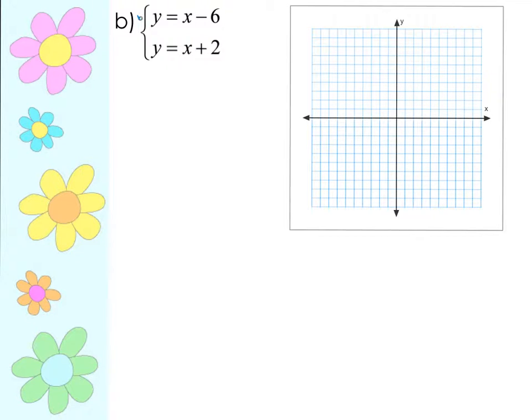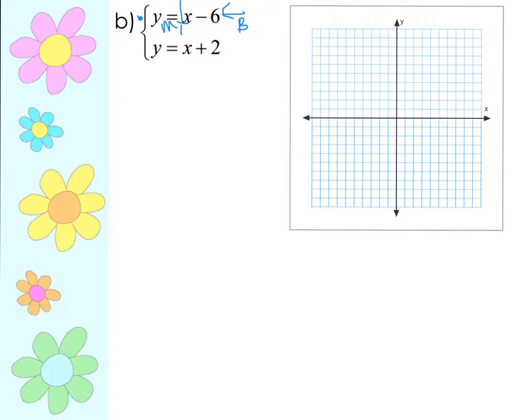I'm going to graph the first one in blue. My b value is that number without the letter, so that's -6. And my slope is 1. And again, it's not a fraction, so I put it over 1. Let's graph this first one.